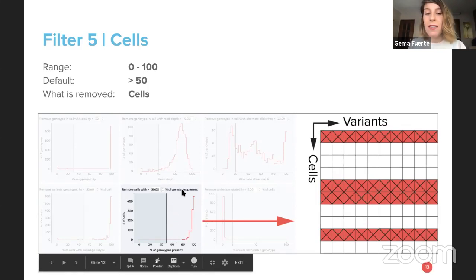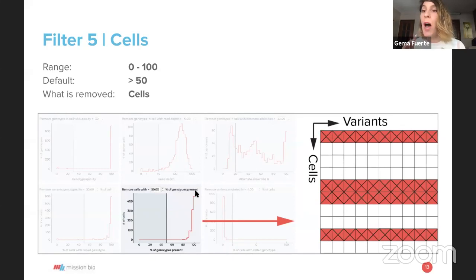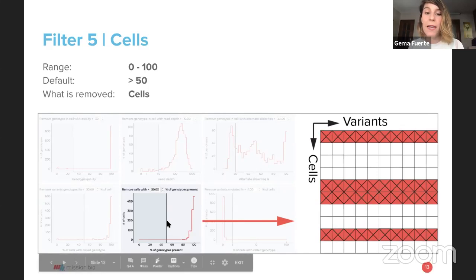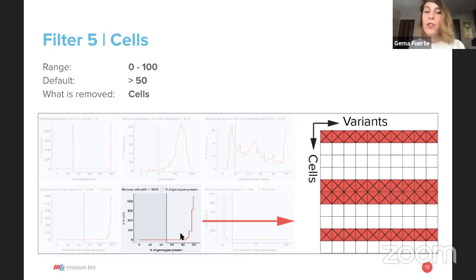As you can see, the distribution of our cells is very often around the range of 80 to 100%. These are cells with X percentage of genotypes present, so how complete your cells are. We have a default of 50, but all our cells, based on the filters applied previously upstream in the pipeline, are very, very complete. So often you see the cells have at least 70% of the genotypes present. So in this case, we will not recommend you change this filter.